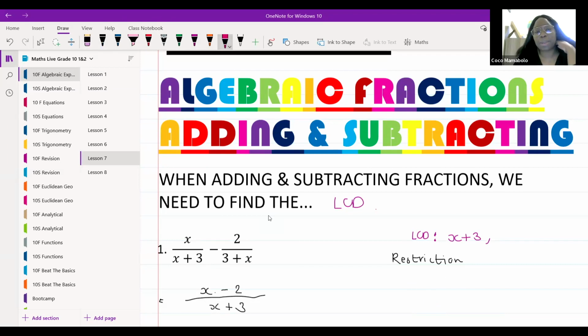If we want x plus 3 equals 0, we know that x needs to be something in order for this to be equal to 0. We now know that x cannot be equal to -3. Because if I get -3 down here, I'm going to get -3 plus 3. That's going to give me 0 down here. And I can't get 0 because that's going to give me an undefined function.